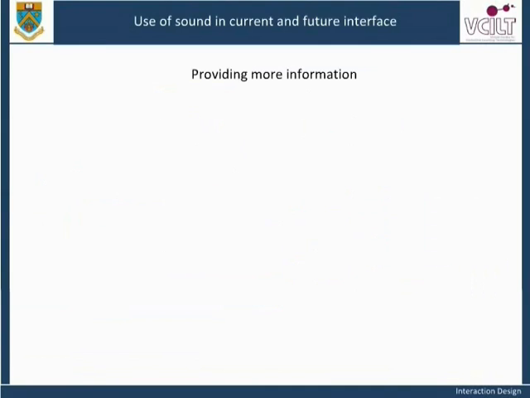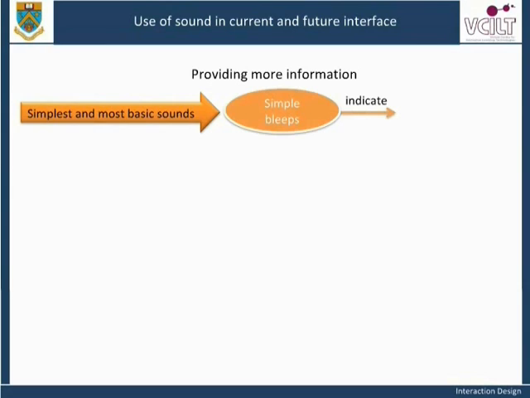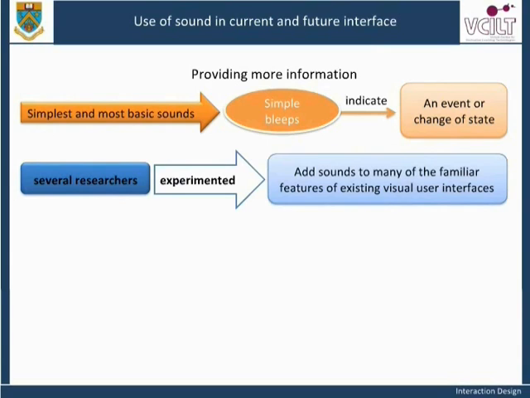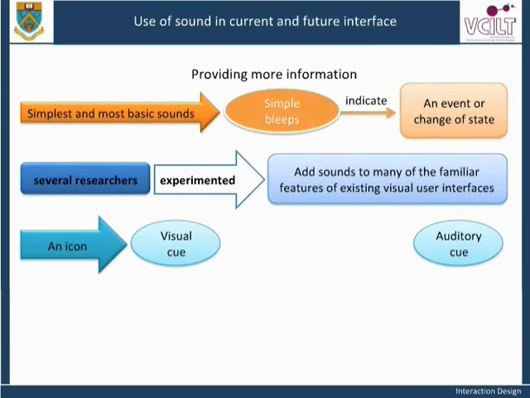Providing more information. The simplest and most basic sounds are simple bleeps that indicate an event or change of state. However, other possibilities exist. An idea that several researchers have experimented with is to add sounds to many of the familiar features of existing visual user interfaces. So, in addition to the visual cue provided by an icon, an auditory cue would be provided as a further memory aid. The sounds used in some of these experiments were natural ones, chosen to match the kind of interface objects with which they are associated.